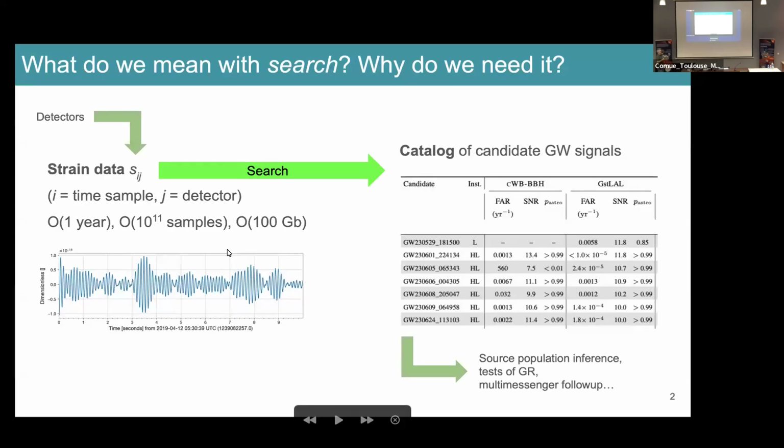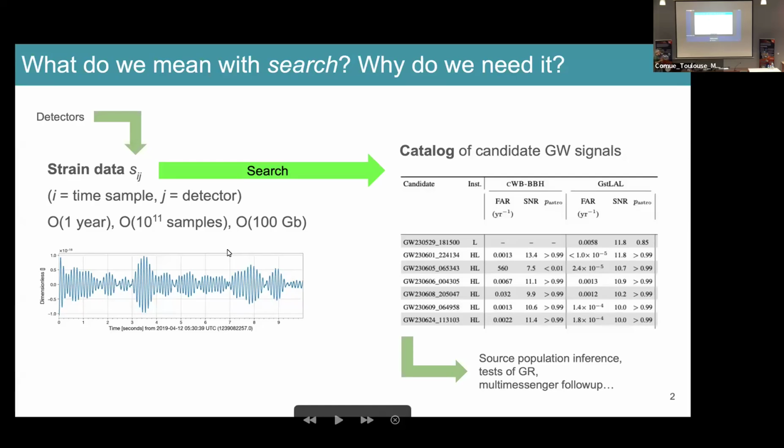It covers of the order of 1 year of continuous observation. So that corresponds to about 10^11 samples if you consider the sampling rate of about 10 kilohertz. And this corresponds to about 100 gigabytes of data per year. Now, this is not a lot of data, but still on the scale of big data considerations, it's still quite a lot of data. 10^11 is not a small amount of data.